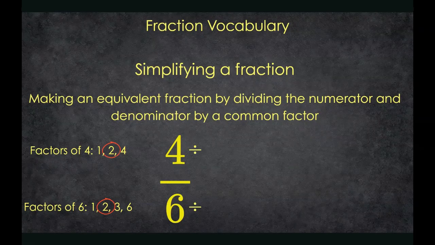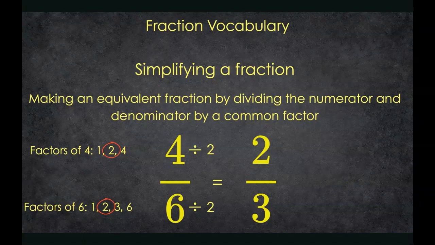I'm going to take 4 and divide it by 2, take 6 and divide it by 2, and I'm going to get an equal fraction in simplest form. So 4 divided by 2 is 2, 6 divided by 2 is 3. And so what I'm basically showing is 4/6 is the same value as 2/3.